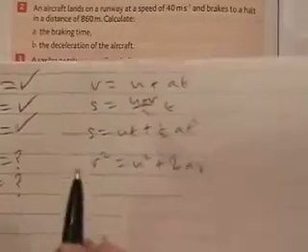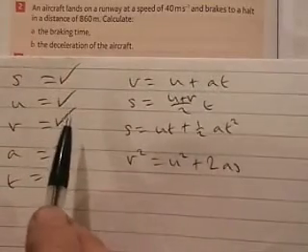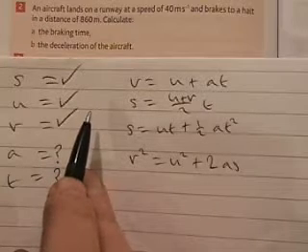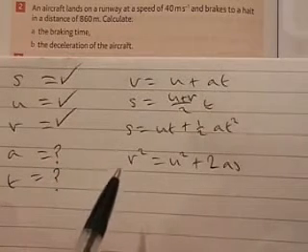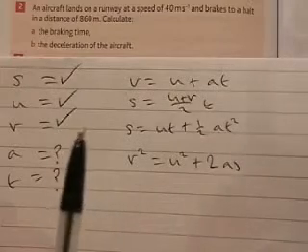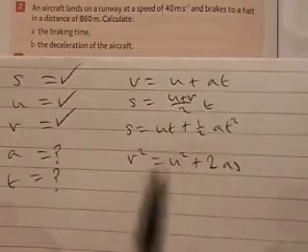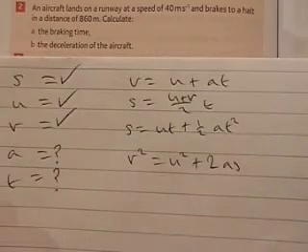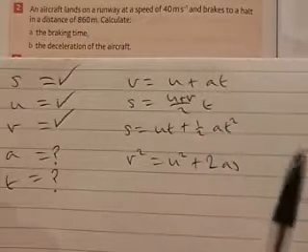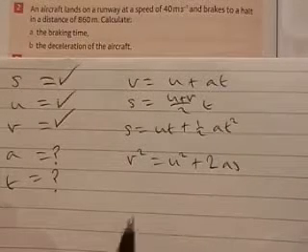So, we need to choose an equation to use. To find the braking time, well, if we know s and we know u and we know v, we want to find t. Looks as if we're looking at that as the equation to use. It's the only equation that doesn't have acceleration in it. So that's how we find t.